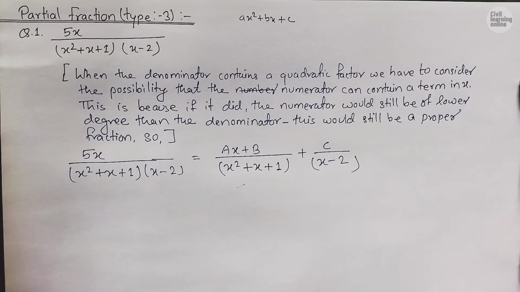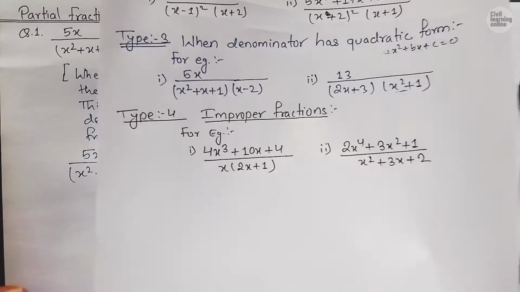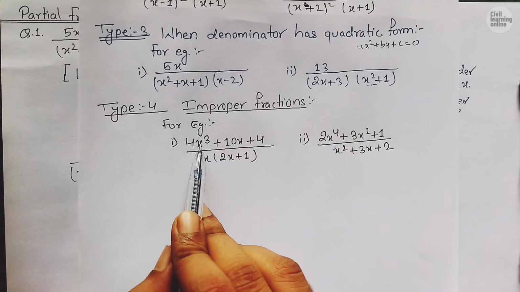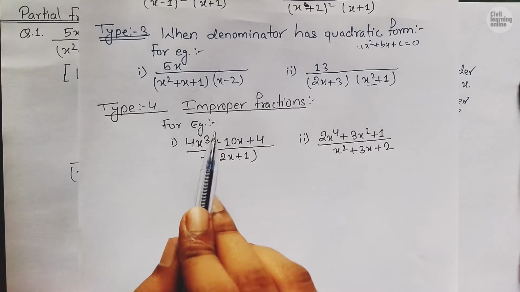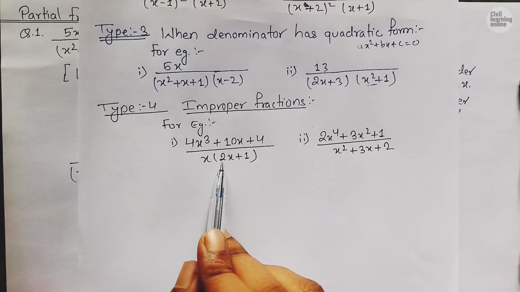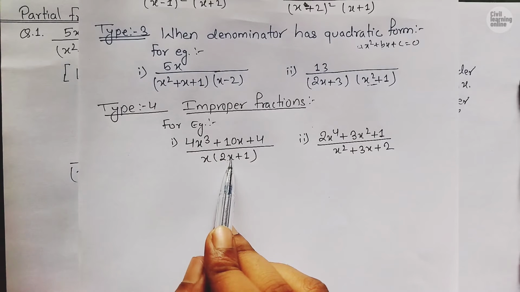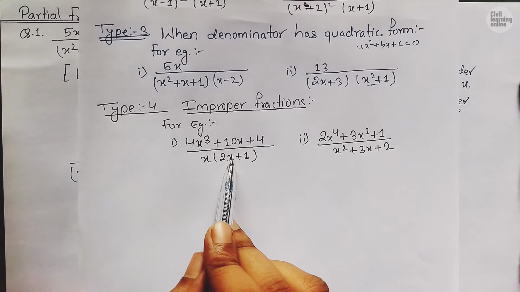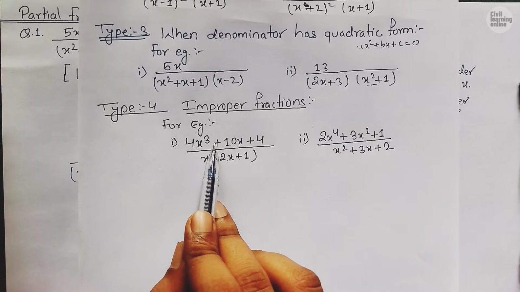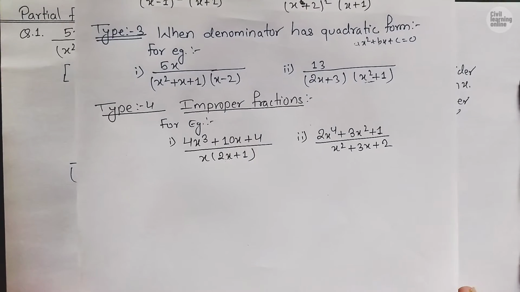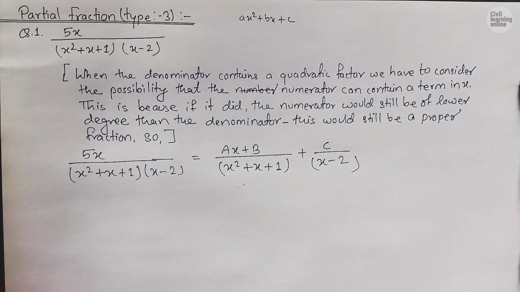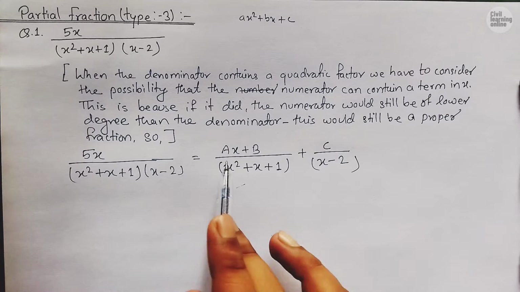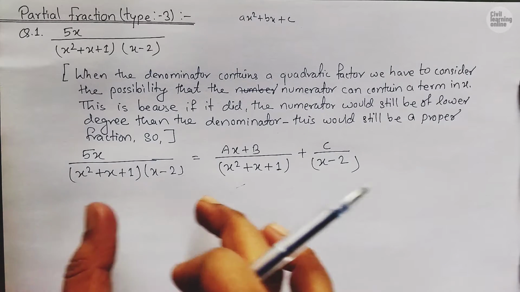But there is a fourth type in which we will discuss how to solve the improper fraction, in which you can see that the highest value of x in the numerator has a higher degree than in the denominator. See, x when multiplied with x, here the power will be 2, so the degree is 2, and here the degree is 3, so it is an improper fraction. So we will also learn how to work with improper fractions, and here we are learning about the quadratic factor. So this will get written in this form.